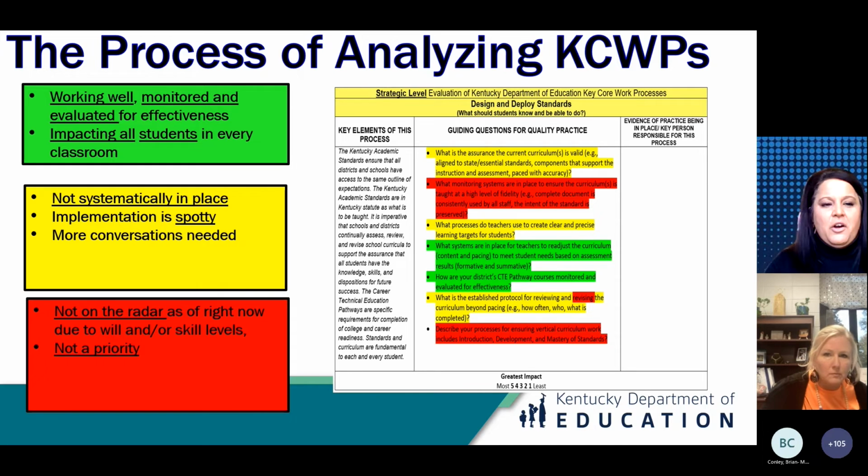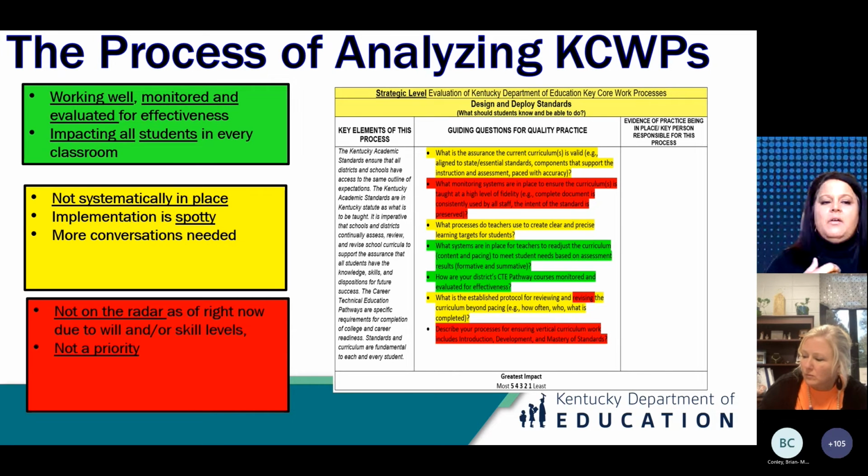So our process is just a simple highlighting process. We actually take a green highlighter, a yellow highlighter, and either a red or pink. Most of the time we can't find red highlighters, so we utilize a pink one. But with that being said, we utilize a highlighting process with green, yellow, and red or pink. And the way we define those colors is that if we look at the guiding question and we determine that, hey, that's working well, we're monitoring that well, that's impacting all of our kids in every classroom, we can highlight that particular bulleted question or that guiding question green.